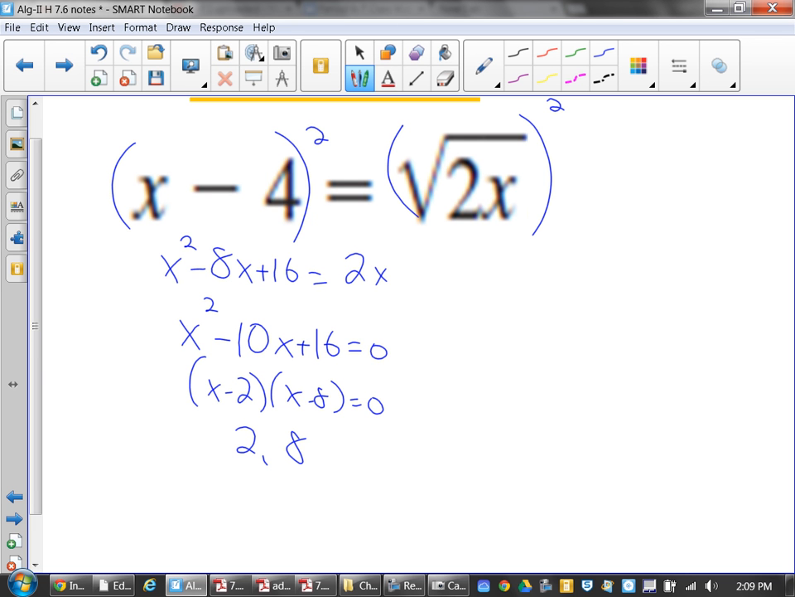What's 2 minus 4? What's 2 times 2? 4. What's the square root of 4? 2. Does 2 equal negative 2? No. There's our extraneous solution. Here's your extraneous.